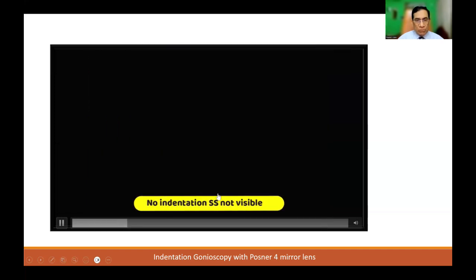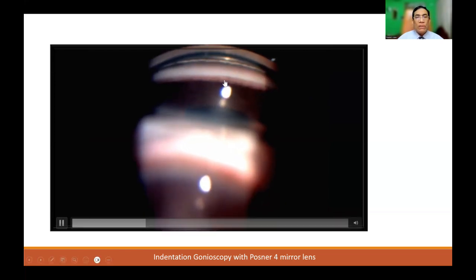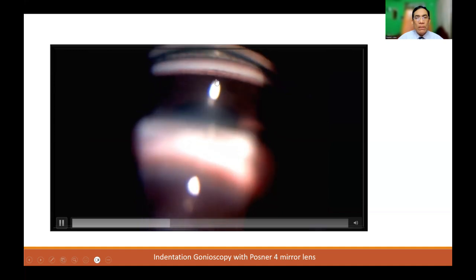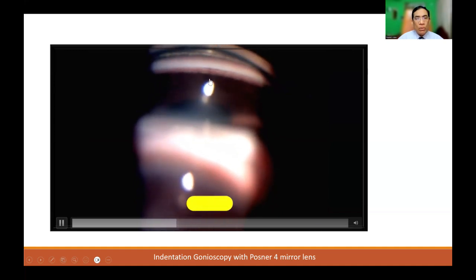Then I'm just giving a small amount of light in the superior part through this superior mirror, and you can see I am looking at the inferior angle here. So very nicely I could see here. But you can see I don't see the scleral spur or the trabecular meshwork. So that means it is an occludable angle.